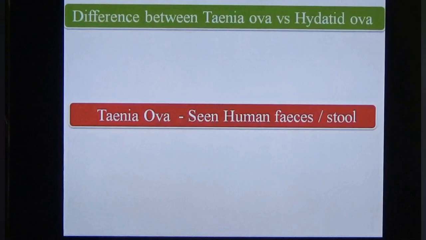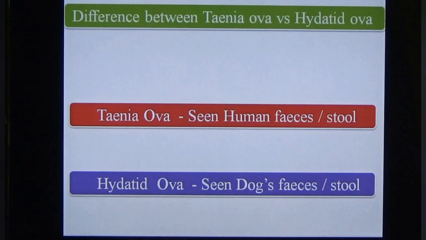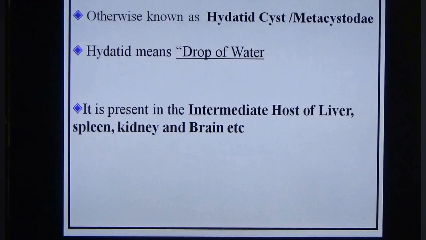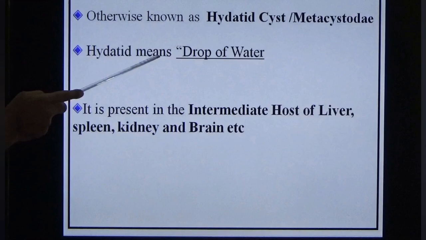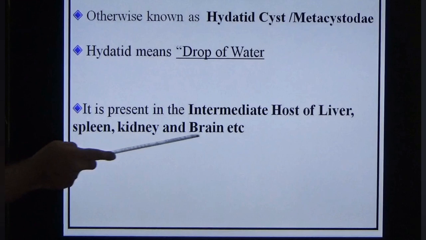This is the only difference you can make while studying the Taenia ova as well as Echinococcus granulosus. We'll go about the larva. It's very important. The larva is otherwise known as the hydatid cyst or metacestode. Hydatid means a drop of water. This hydatid cyst is present in the intermediate host in the liver, spleen, kidney, brain and other viscera.